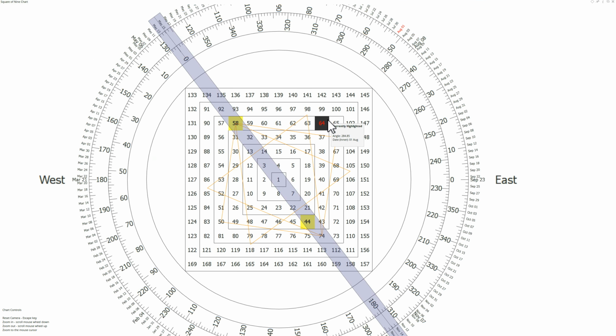If we look at the square of 9, 57.95, call it 58, 43.72, call it 44. It's 180 degrees around the square of 9. That's where those degrees of movement come into being.